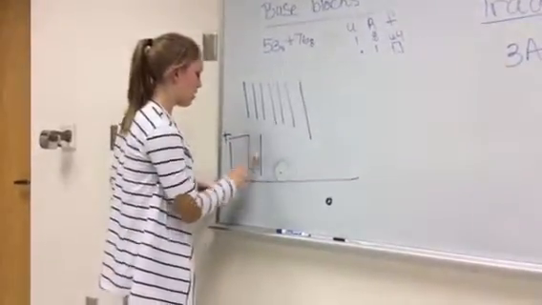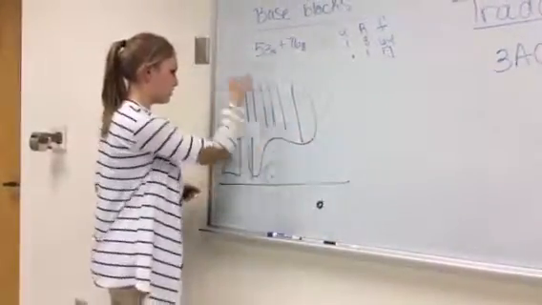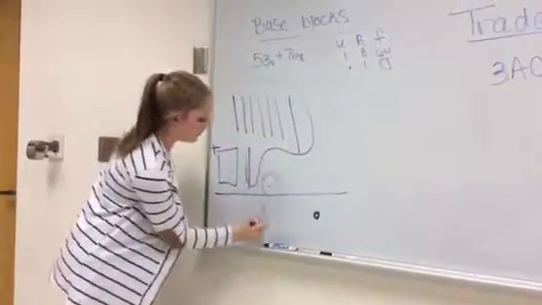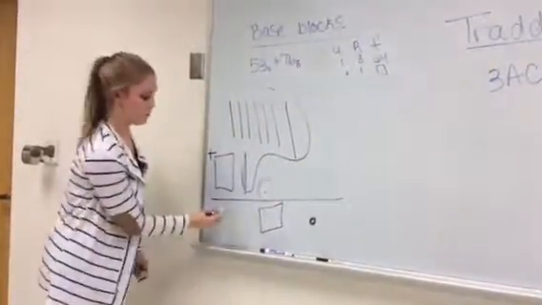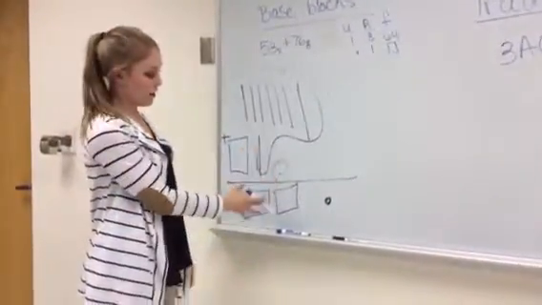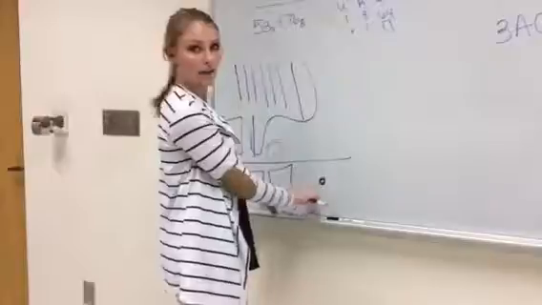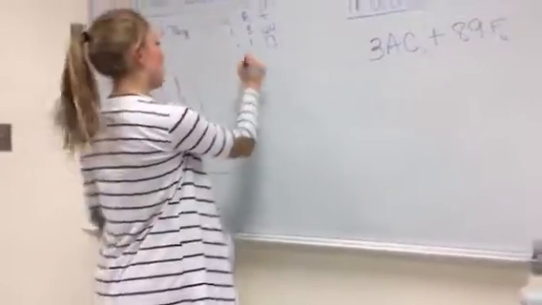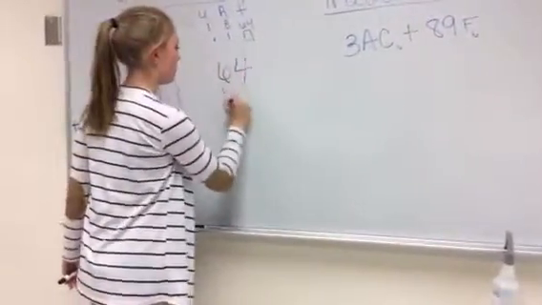So we will take all of these and turn it into a flat, and then we have 1 more flat left over. So following this base block, we will use 2 flats and 1 unit. We can check this by adding the flats and the units together.